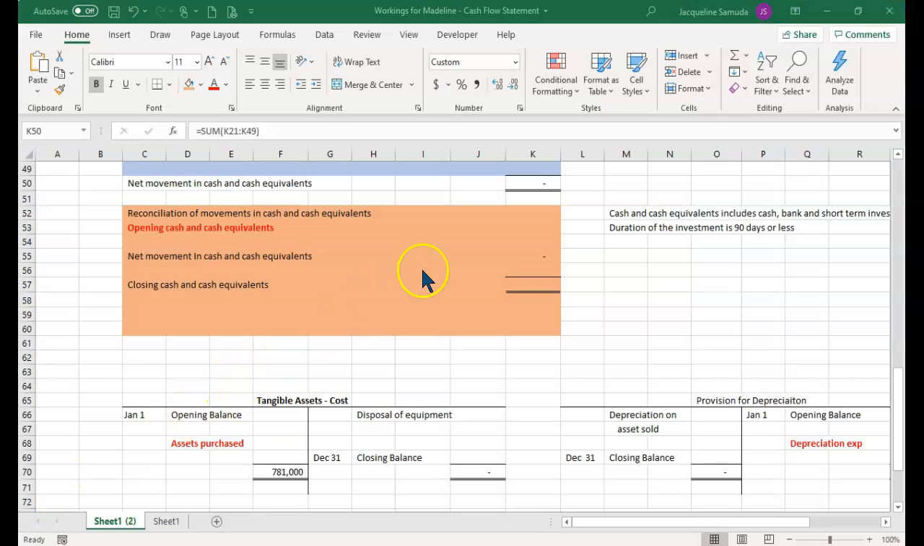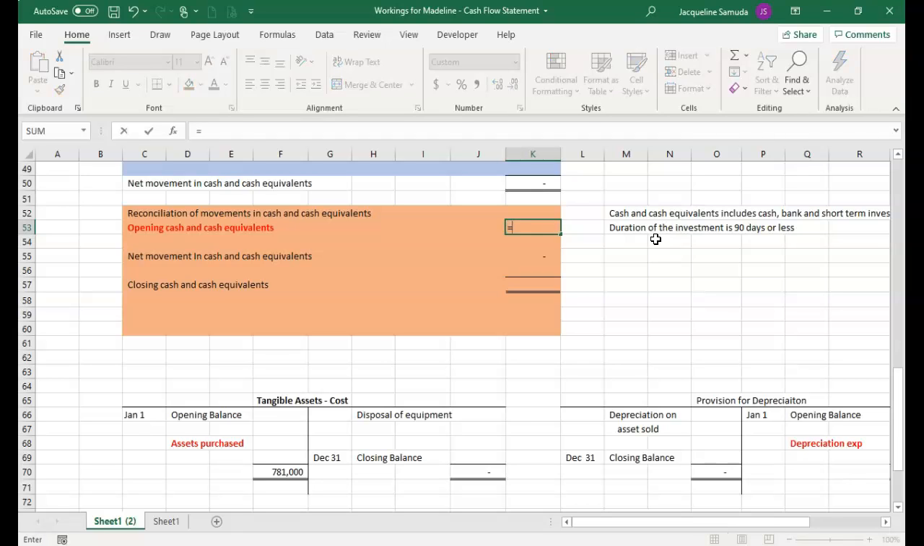So now we're back on the Excel sheet and I'm going to put the figures in. So remember now you would have done your working, so you're going to be checking what I have. So we start first with the short-term investments of 15,000. Then we're going to add the bank figure of 10,000. And finally, we add the cash figure of 12,000. So it means that the opening cash and cash equivalents is $37,000.